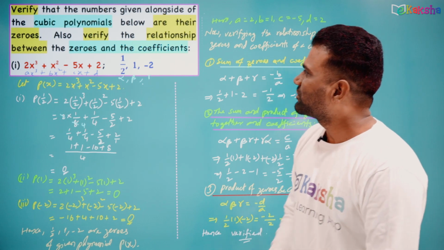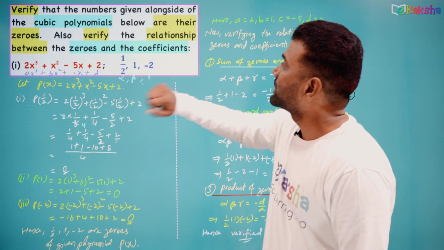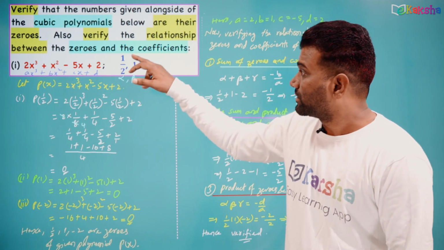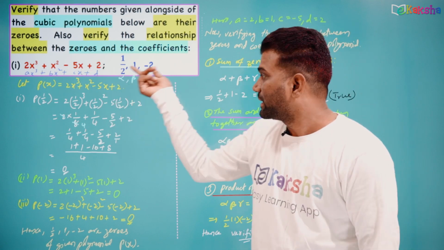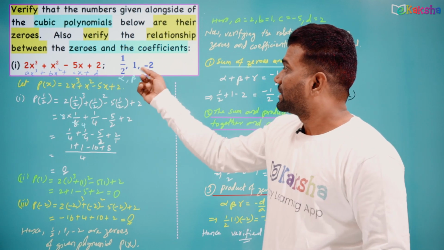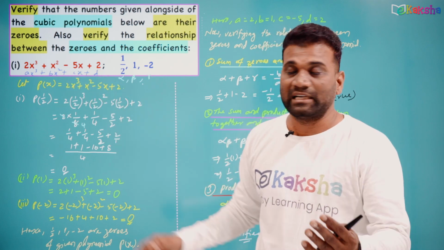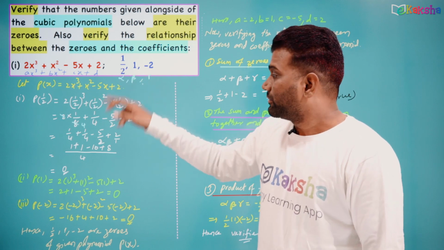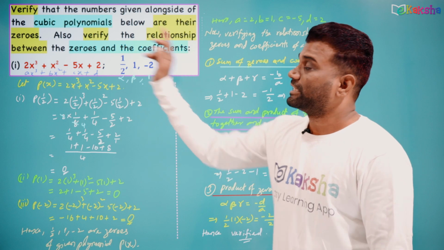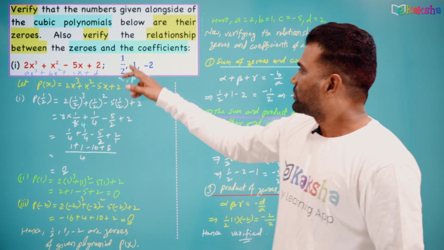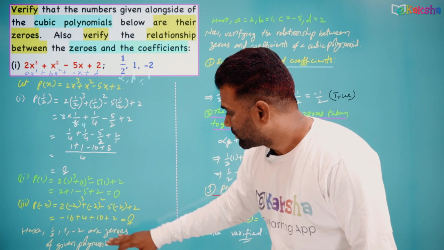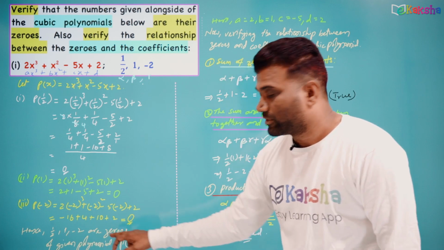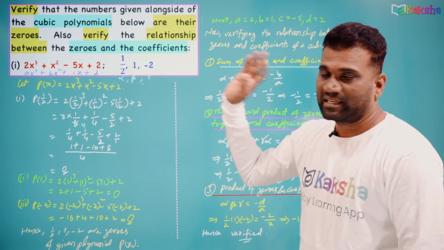Here the question is, verify that the numbers given alongside the cubic polynomials below are their zeros, and also verify the relationship between zeros and coefficients. Here we are given a cubic polynomial and some numbers. We need to verify whether these are zeros of this cubic polynomial or not. For that we substitute each number in place of x in the given polynomial. If we get 0, then that number is a zero of the given polynomial, otherwise not. We substituted each one and got zero in each case, so we can conclude that these given numbers are zeros of the given polynomial: alpha, beta and gamma.